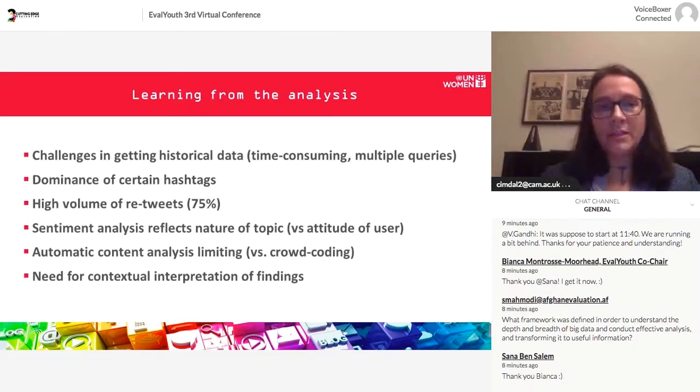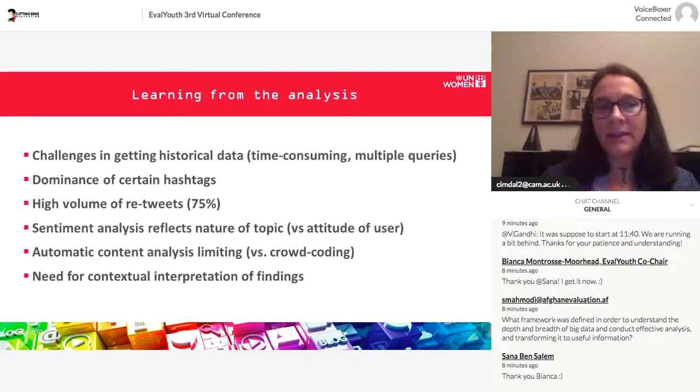We know that getting historical data, especially from Twitter, is very time consuming, and the data was dominated by certain hashtags that would obscure others that maybe also have relevant information. There's a very high volume of retweets, so 75% were repeated tweets. It means that the content is just repeated over the data.